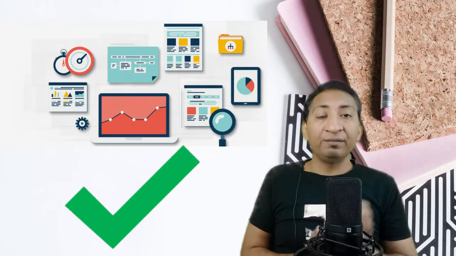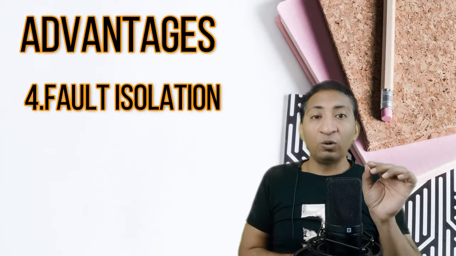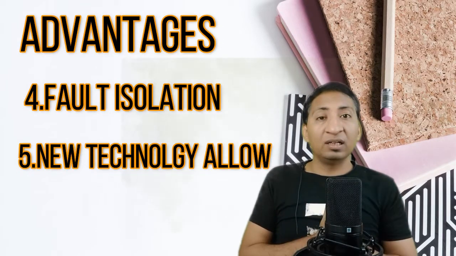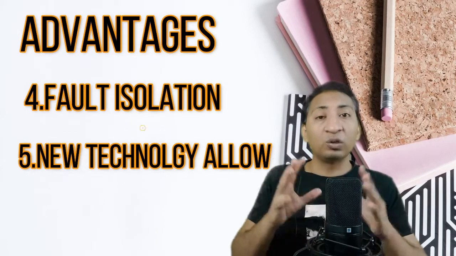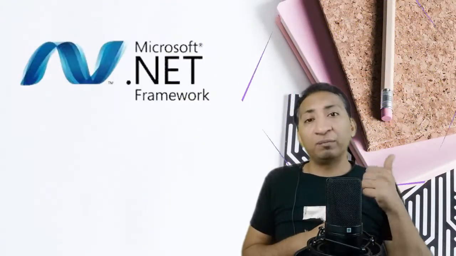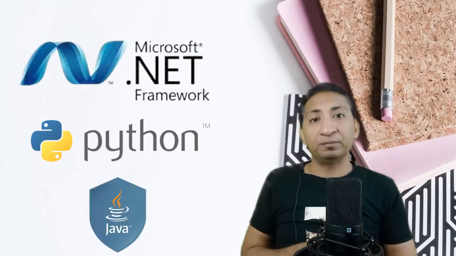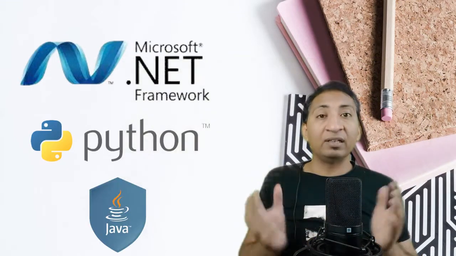And number five is trying out new technologies. It is not necessary that all the microservices are developed in the same technology stack. If we have a new microservice coming, then it's up to you whether you develop it in .NET, Python or Java. So these are the five advantages.